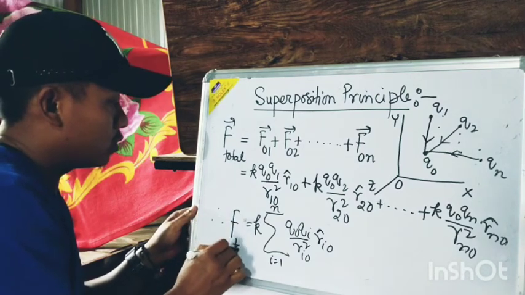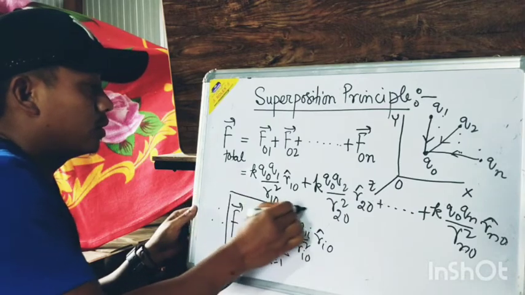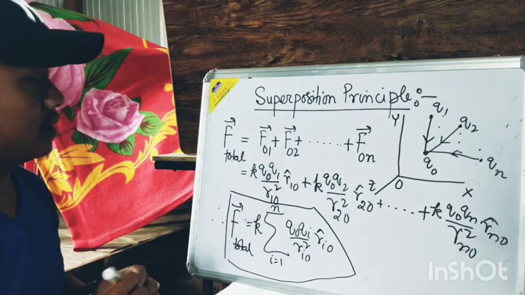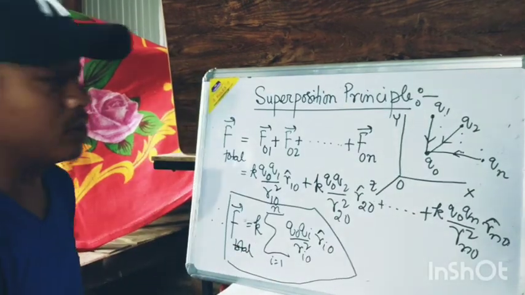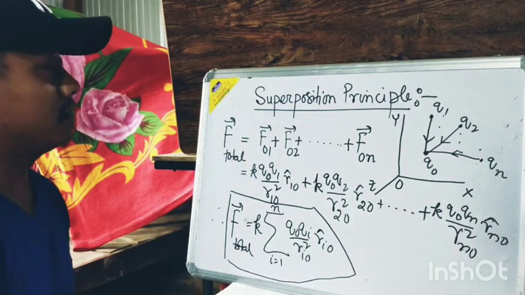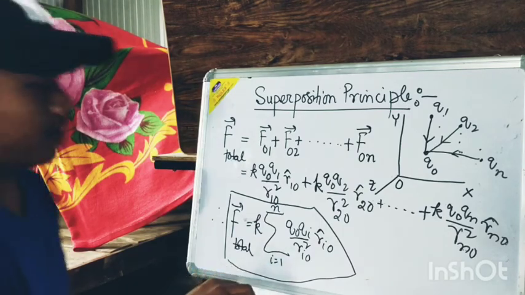Therefore, the total force exerted on this q0 will be equal to this quantity on the right side. So this is the mathematical representation of the superposition principle. I hope you could understand the statement and the mathematical backdrop of the superposition principle of electric charges.